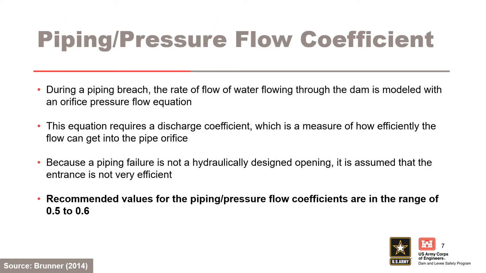During a piping breach, the movement of water through the dam is modeled as a pressurized orifice type of flow. The rate of water flowing through the dam is modeled with an orifice pressure flow equation, which requires a discharge coefficient, a measure of how efficiently the flow can get into the pipe orifice. Because a piping failure is not a hydraulically designed opening, it is assumed that the entrance is not very efficient. Recommended values for the piping pressure flow coefficients are in the range of 0.5 to 0.6.